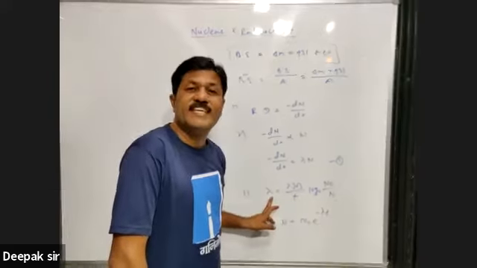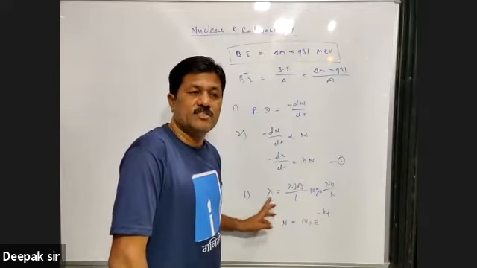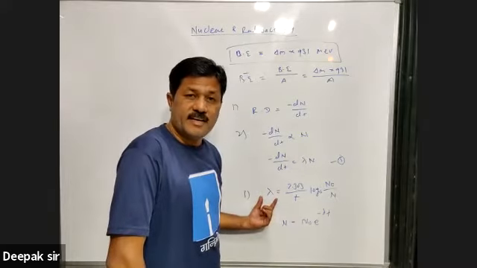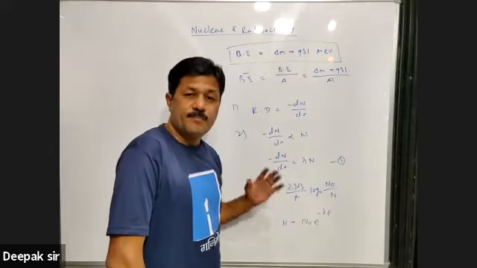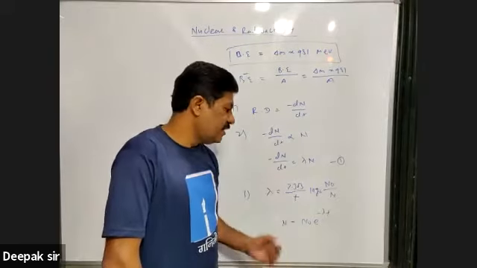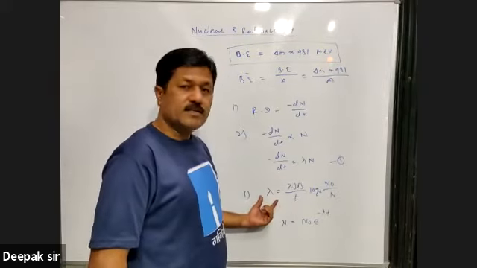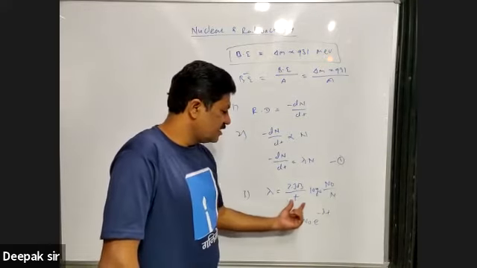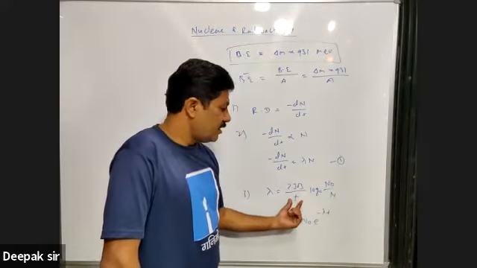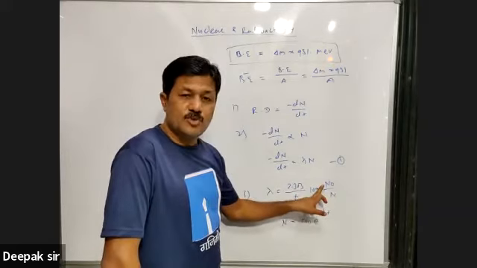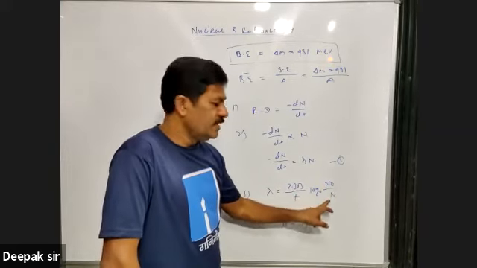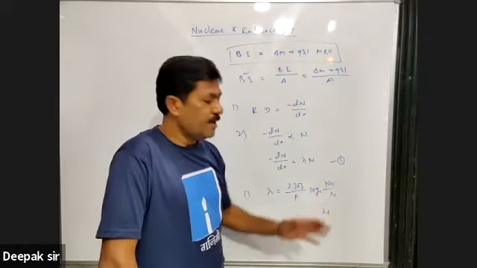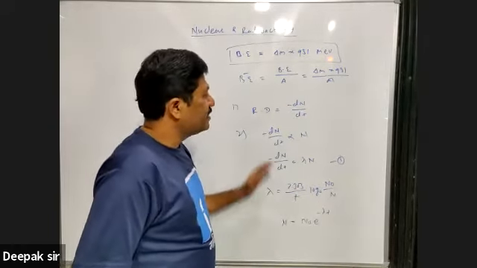Lambda is nothing but the decay constant, and this is very particular for each and every element. The decay constant of every element is perfect, fixed, it will not change. So lambda is called the decay constant. This is the time, this is the initial amount of the nuclide, and this is the number of atoms, nuclides remaining after time t. This is the derivation we discussed yesterday.